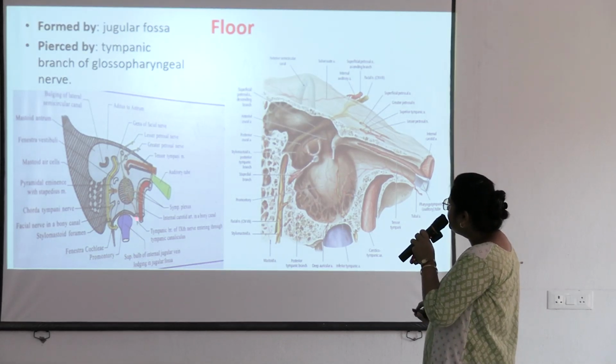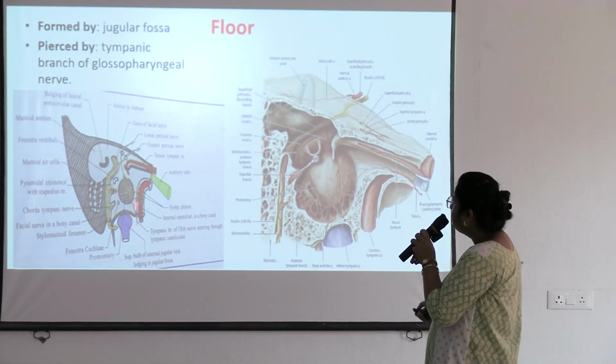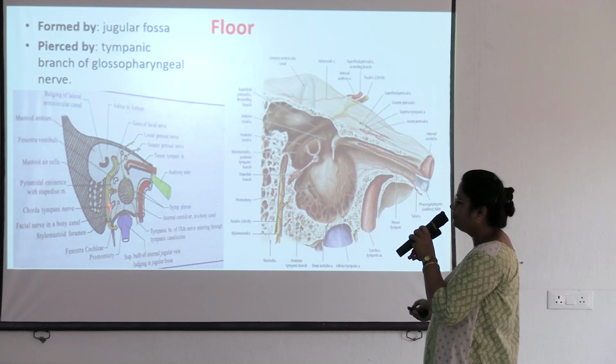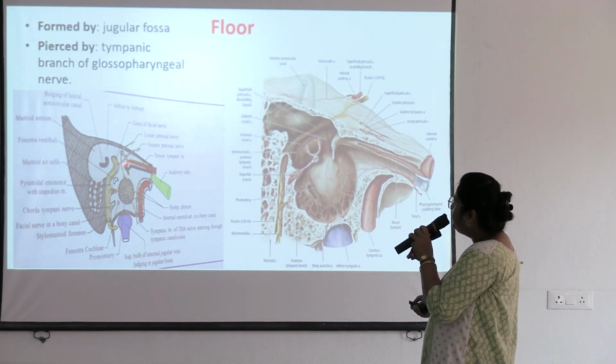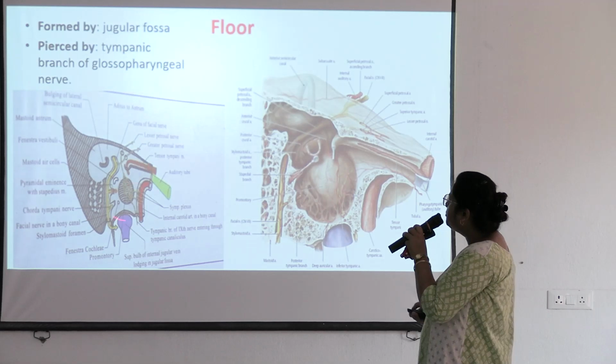See here, this nerve is piercing the floor. This is the tympanic branch of the glossopharyngeal nerve. It is entering into the cavity and forming a plexus over the promontory.